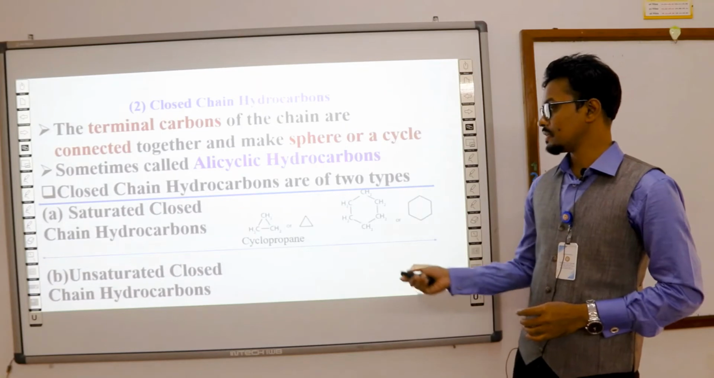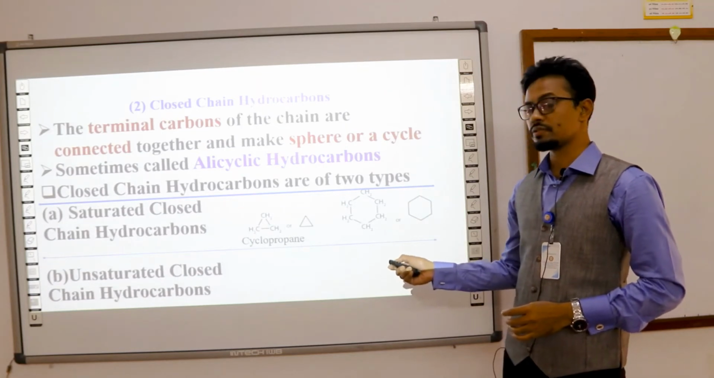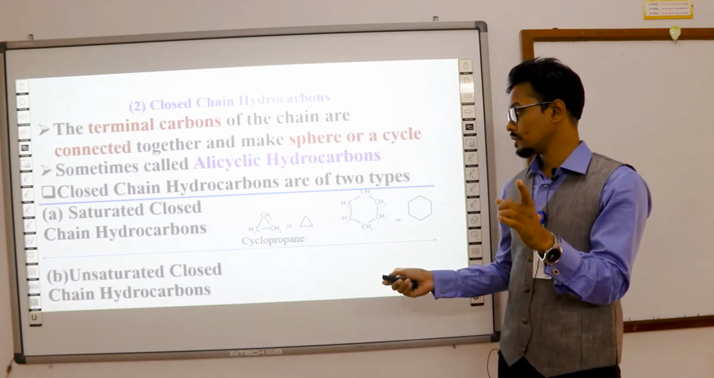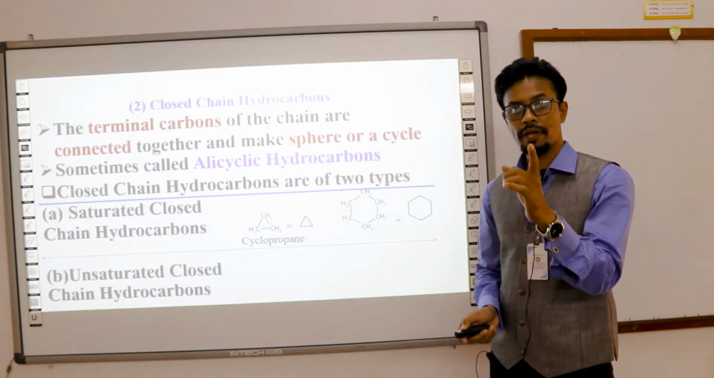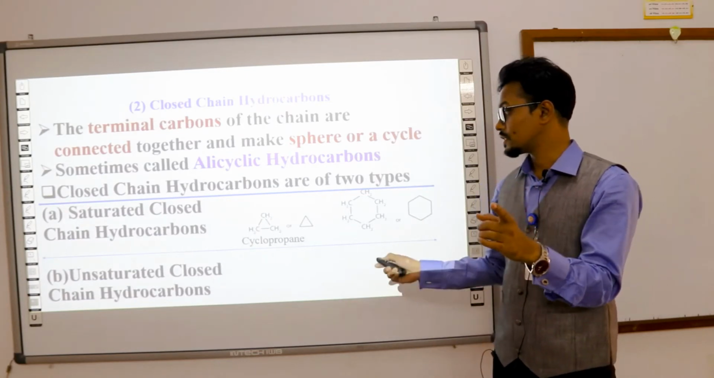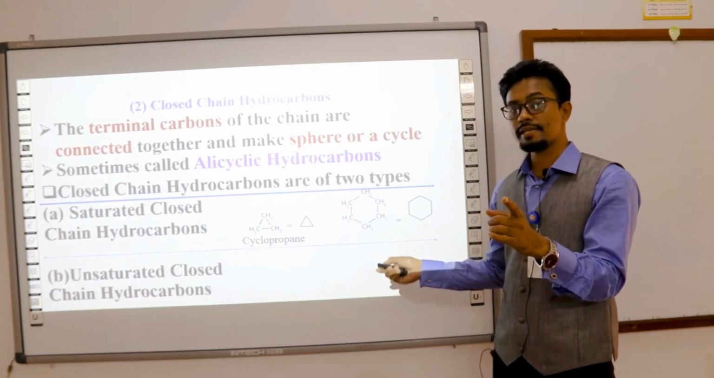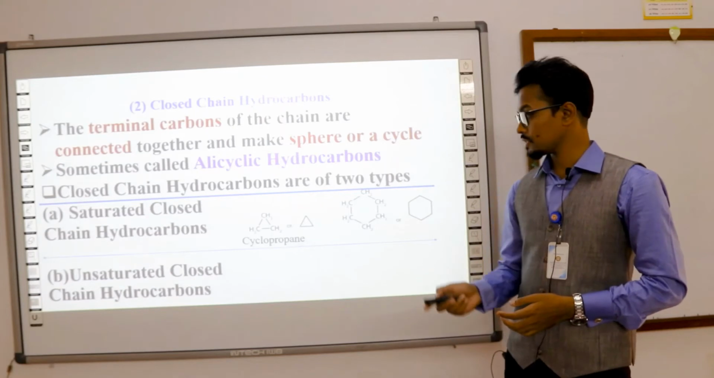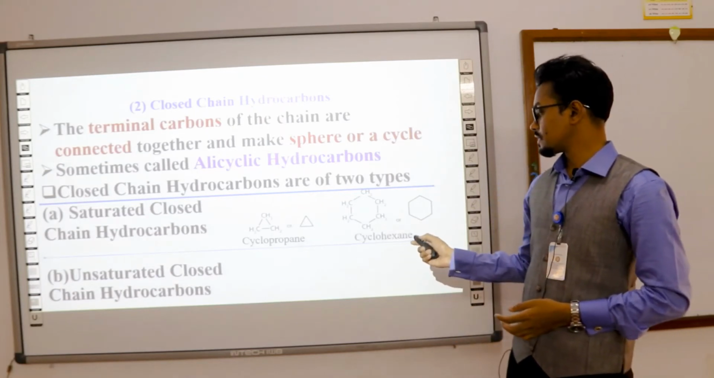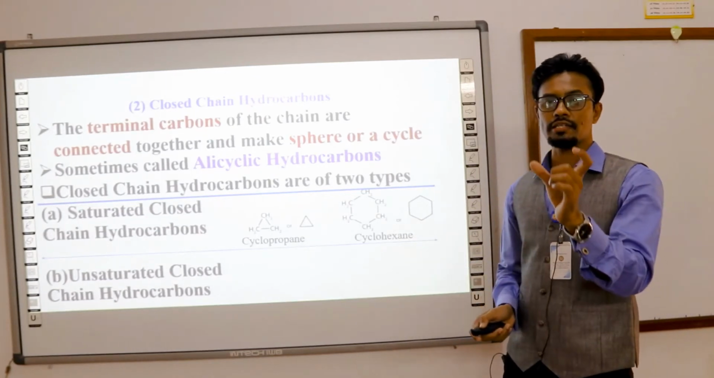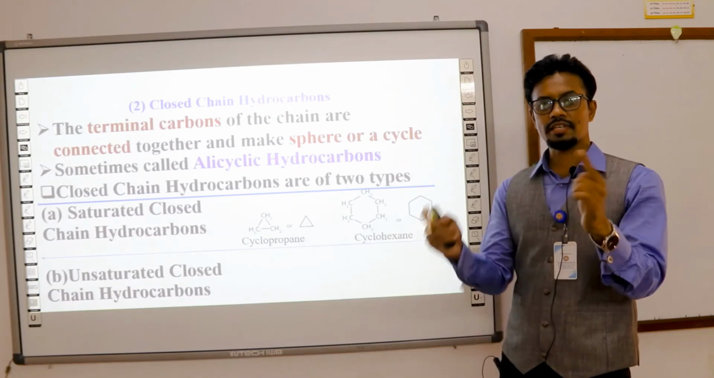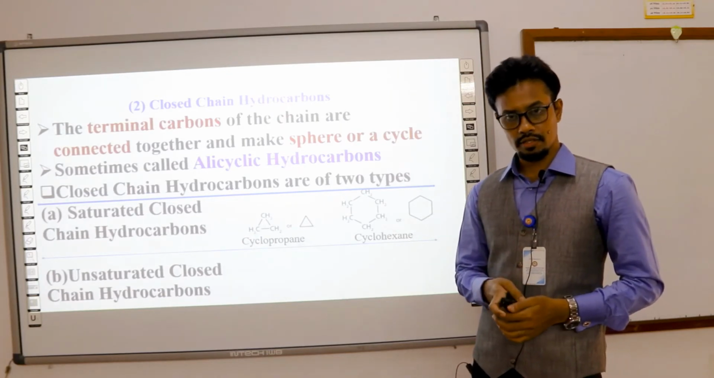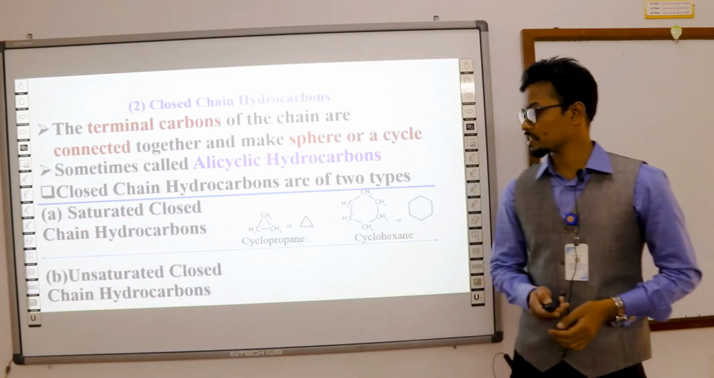You can see there are 3 carbons and carbon-carbon single bonds. You may say propane, but due to the cyclic structure it is called cyclopropane. Then here are 6 carbons in a chain, so hexane, but as a cyclic compound it is called cyclohexane. Understand? I think you may understand the class.